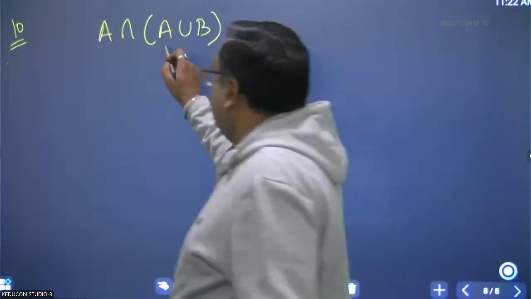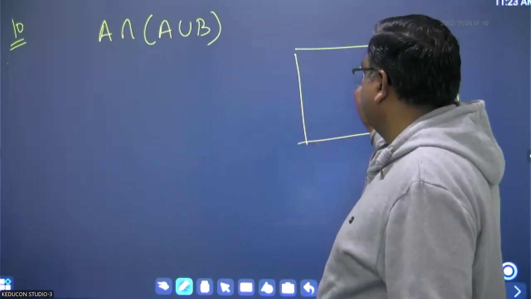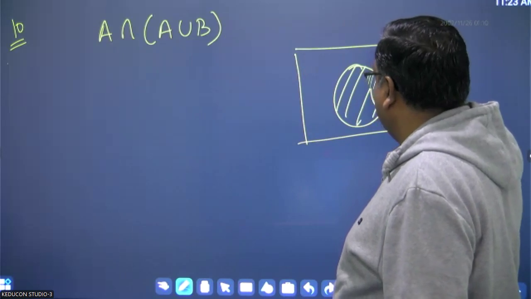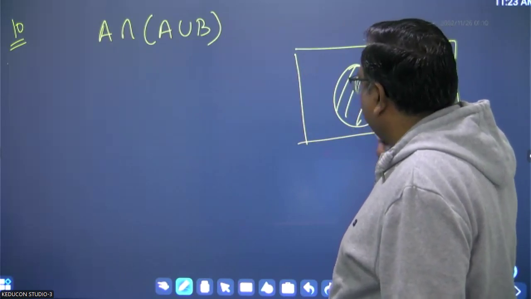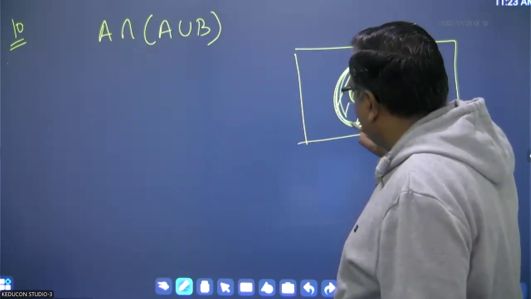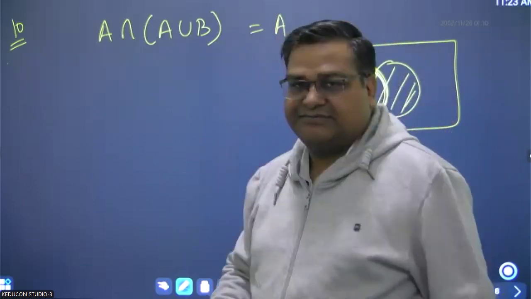Because when you take, let me draw this. This entire region is A union B. If you take the intersection of this with A, this comes out to be only A. So hence it will be equal to A, right?